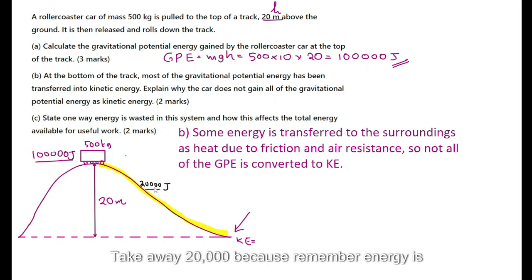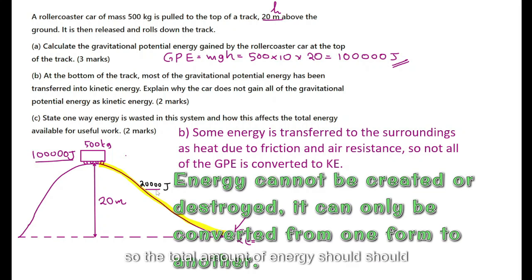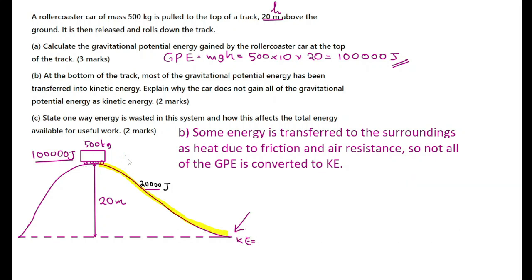What that means is, the amount of kinetic energy available at that point will be 100,000 take away 20,000, because remember, energy is conserved. So the total amount of energy should be the same. So we had 100,000, 20,000 joules of that was used to do work against friction and all that. So the amount of kinetic energy available here, maximum, now will be 80,000 joules.